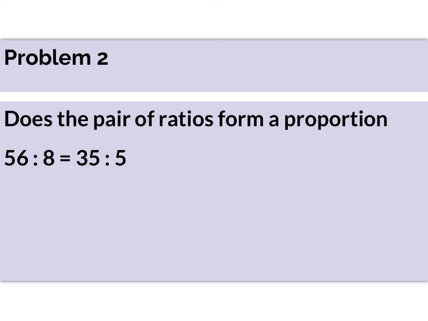Again, do we have a proportion? 56 over 8 equals 35 over 5. I can just as easily divide. 56 divided by 8 is 7. 35 divided by 5 is 7, too. So yes, we do have a proportion here.